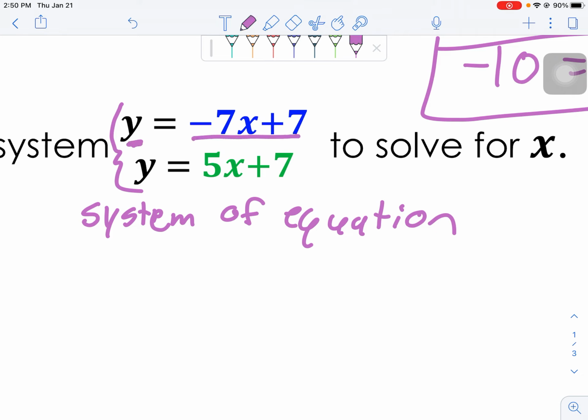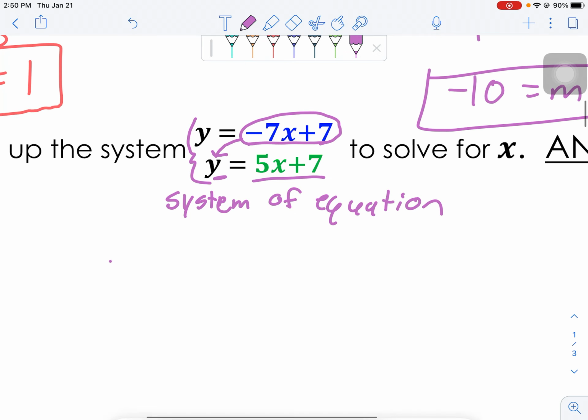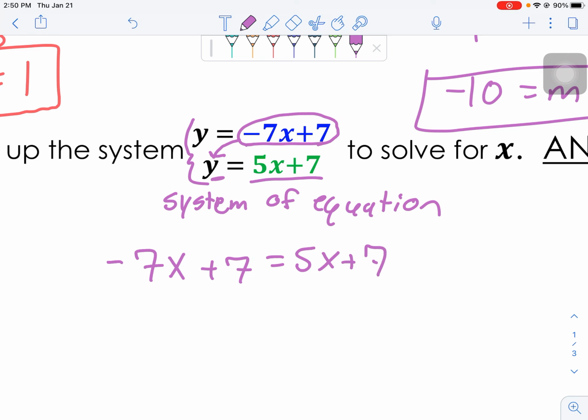So in order to do this, what you need to take a look at is, well, we have this equation, and it's equal to y. We have this other equation that's also equal to y. So guess what? Well, if this is y, what we can do is we can take that equation and plug it in for that y, because it's telling us that y equals this, and y also equals 5x plus 7. So we can take this negative 7x plus 7 and plug it in for this y because they are the same thing. So we say negative 7x plus 7 is equal to 5x plus 7.